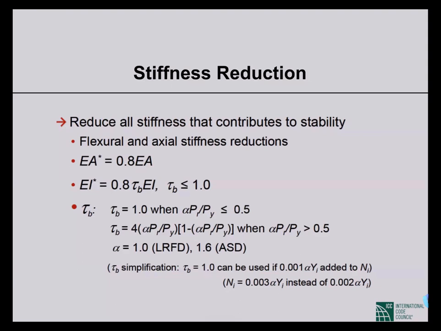EA, that is axial stiffness, we take 80%, and EI depends on the axial force that is coming onto the structure. If the axial force is much less than the axial capacity, then we just reduce 80%. If the axial force is more than that, then there are some formulas that you have to calculate.